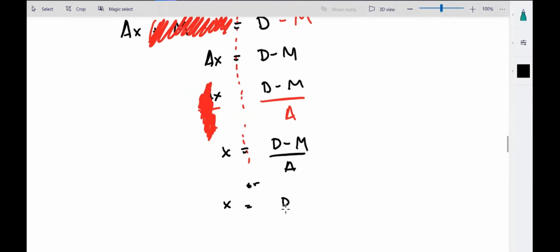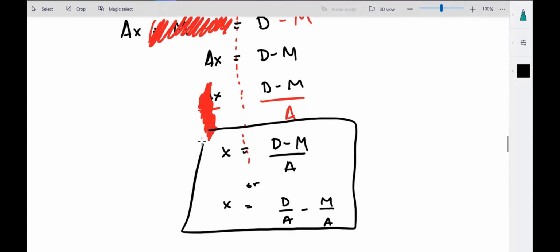You could take the D divided by A and the M divided by A. That's fine too. Both of these are acceptable answers. Of course, if you're doing a homework problem, it tells you what format you need it in. Keep an eye on that. But as far as doing it out by hand like this, both of these mean the same thing. And we have solved for x.